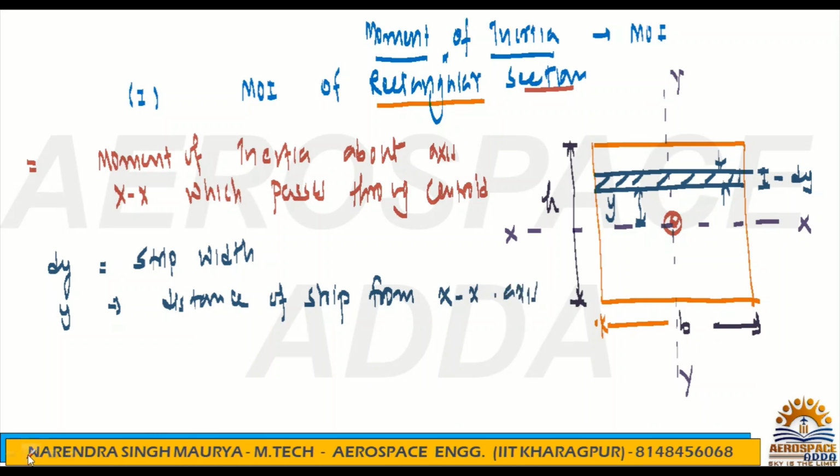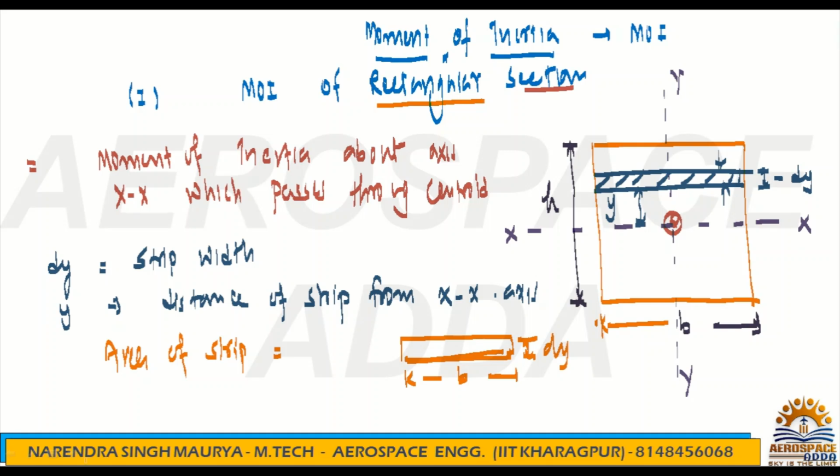Now if you see this strip, what is the area of the strip? The strip width is nothing but b, and this is nothing but dy. So what is the area? This is the strip basically, and the area is nothing but dA, which is b into dy. Simple, b into dy.